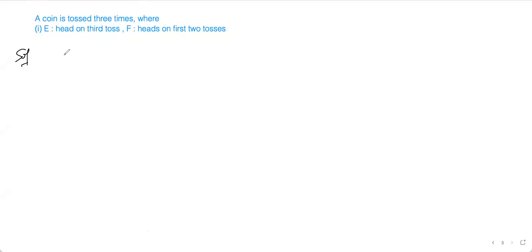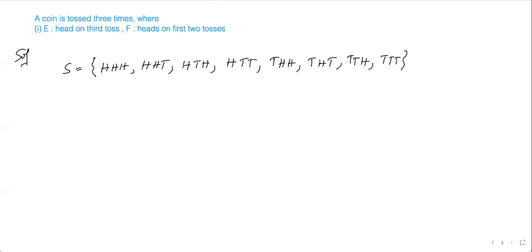So we have a sample space. Let us write it down. Because a coin is tossed 3 times, we write head, head, head, and so on, writing all the possibilities. So in the sample space we have 8 possibilities here, which is the maximum.